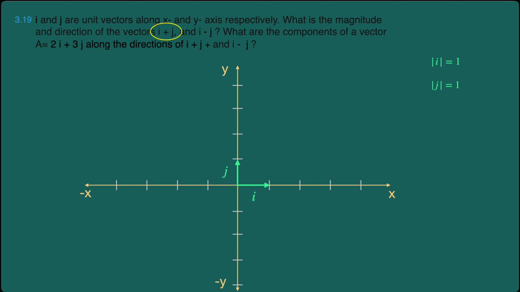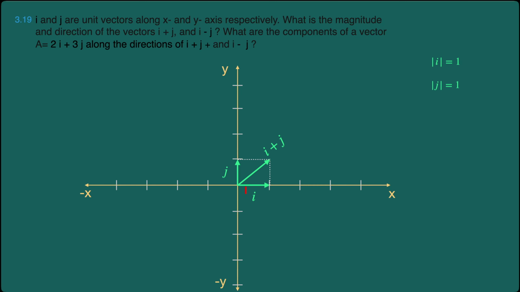Let's begin with i plus j. To add these two vectors, we'll use the parallelogram method. We have already drawn both vectors from the same origin. Next, draw lines parallel to each vector to complete the parallelogram. The diagonal passing through the common origin represents the resultant vector, i plus j. Now, let's calculate its magnitude.